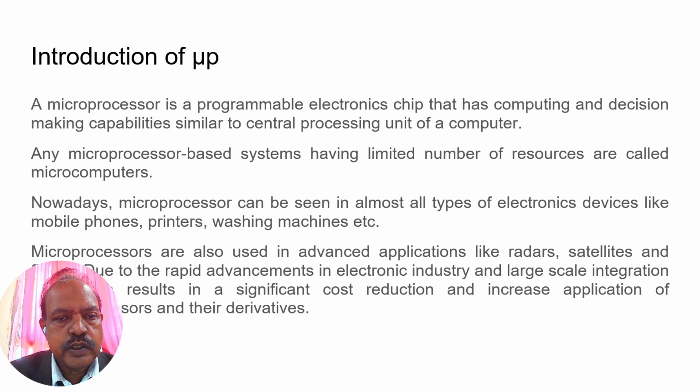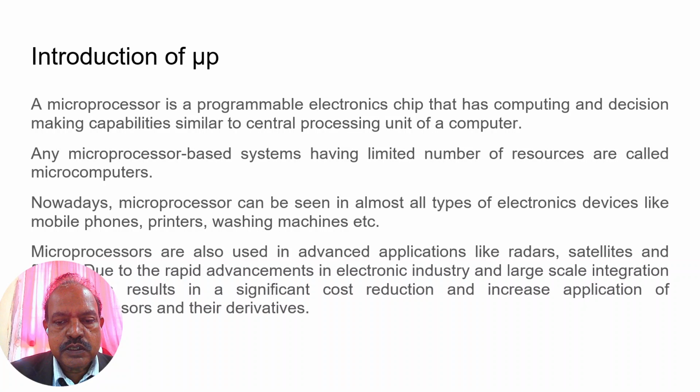Now, coming to the introduction of the microprocessor, we know that a microprocessor is a programmable electronic chip that has computing and decision making capability. It is just similar to the central processing unit. So I can say it is a small or mini CPU. If a system has this type of microprocessor, we say it is a microprocessor based system, and with a limited number of resources it is called a microcomputer.